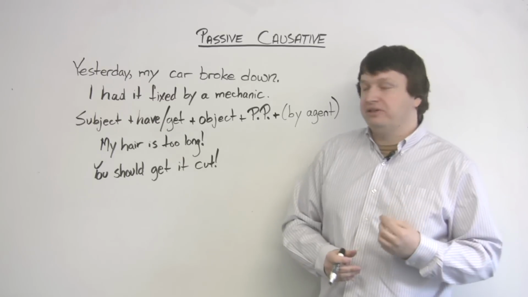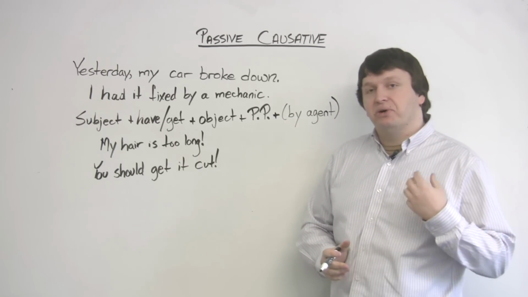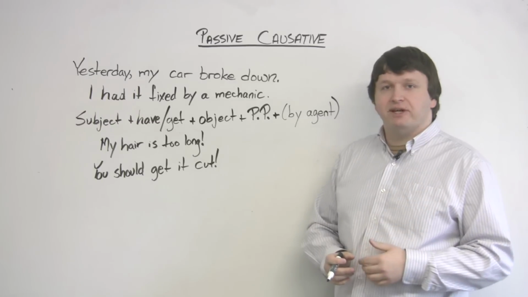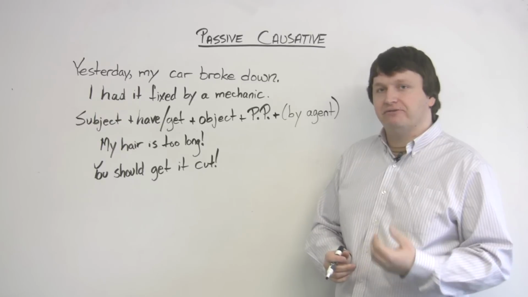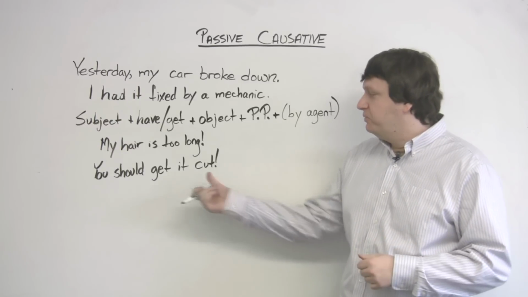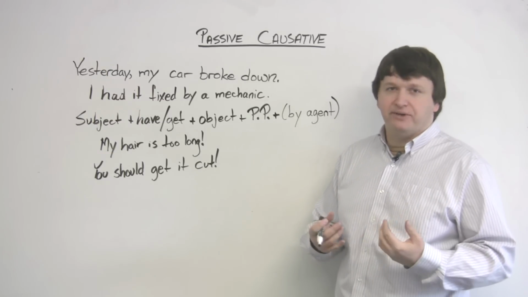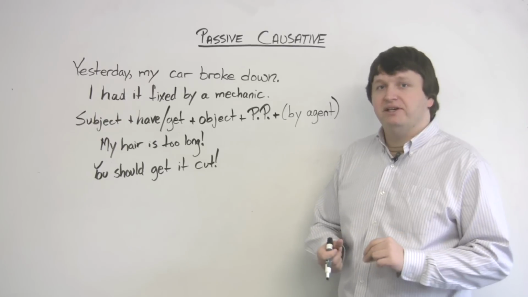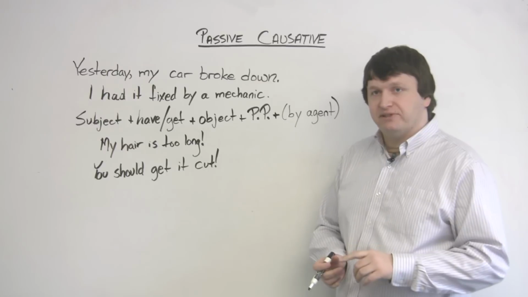Now what you're noticing here is that I have no by phrase, right? So the by phrase sometimes is implied, okay? It's not absolutely necessary in every single situation. Here you understand that I'm going to get my hair cut by a stylist. Someone else is going to cut my hair. Okay? So let's look at a couple of more examples of passive causative statements.